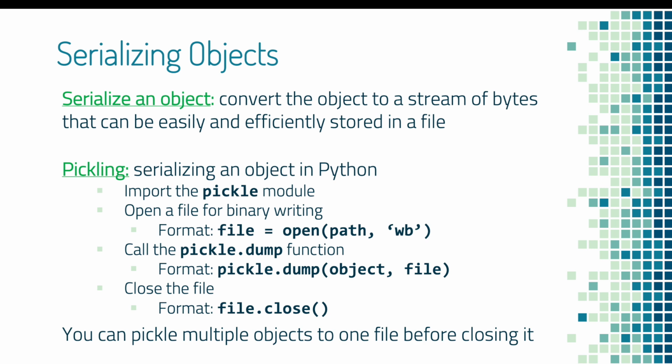So when you serialize an object in Python, it's called pickling it because the library is called pickle. You import the pickle module, and when you open it, you can open the file with the WB flag, which is write binary, or write bytes, whichever one you want to call it. And you can then do pickle.dump to that file, and it will store the object directly in terms of bytes into that file. Then you could do file.close to close the file. Now note, you can pickle multiple objects to one file before closing it, and you just have to make sure you remember that when you deserialize them or unserialize them, you go in the same order again.